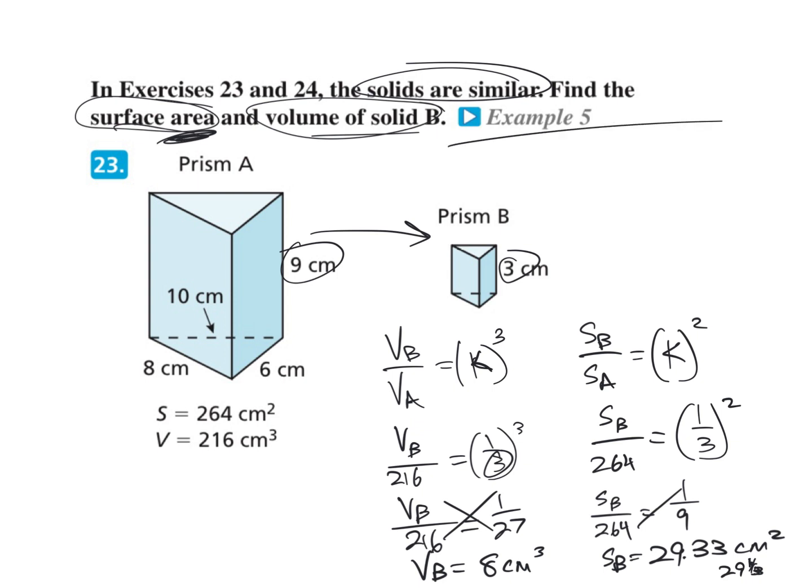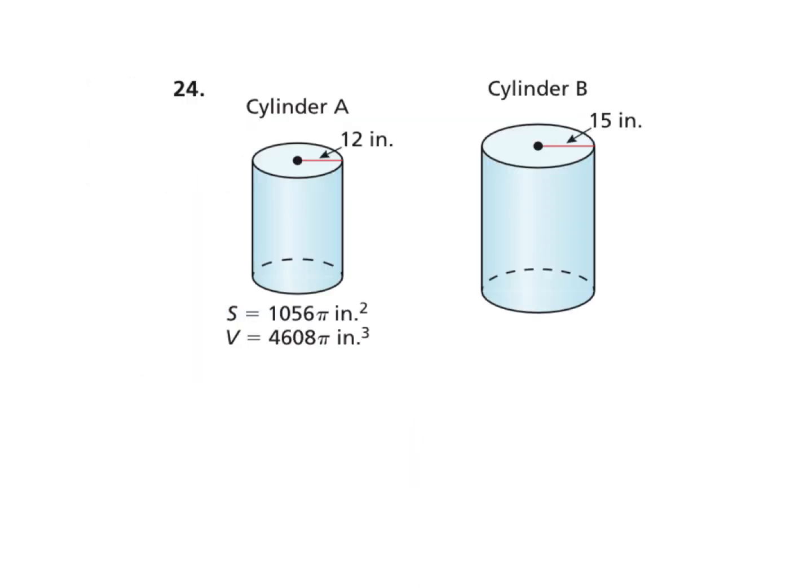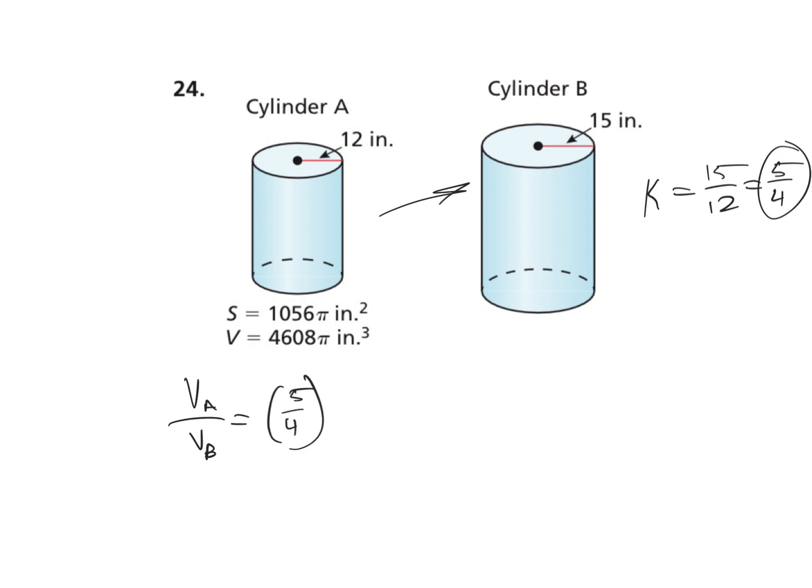Okay, next one. So same type of thing here. We're getting bigger here, so the scale factor is going to be 15/12. We reduce that by 3, we get 5/4. Okay, so the volume of A is to the volume of B, and since we're getting bigger, that's 5/4. We're going to cube it. Same thing with surface area. Surface area of A is to the surface area of B. Oops, we need to make the B on top there because the bigger number's on top. Okay, and that's 5/4 squared for the surface area.